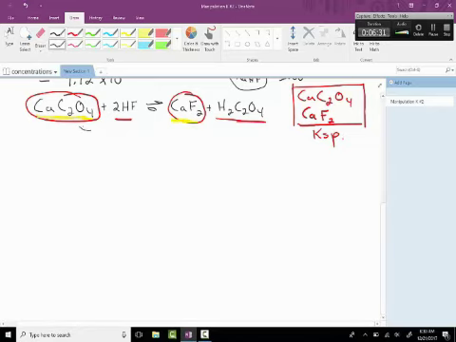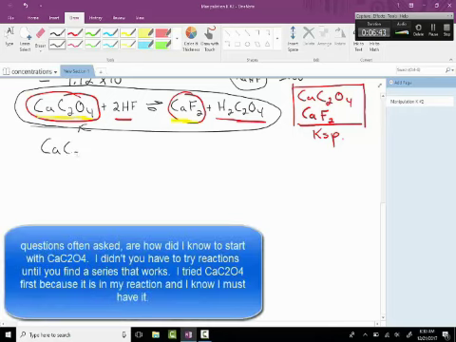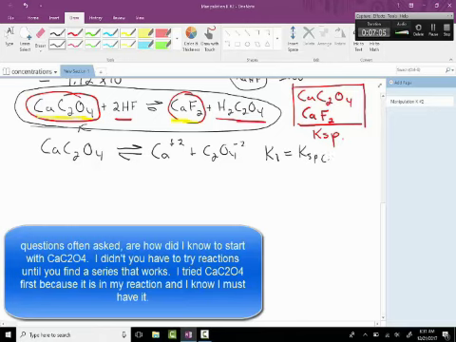I'm going to start with this one. I've got to find a series of reactions that will add up to here, of which I know the K's. So I'm going to start here, CaC2O4, and let it react. This is a slightly soluble salt dissolving in water, and I get Ca2+ plus C2O4 2-, and I'll call that K1.